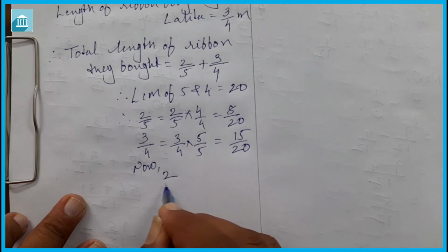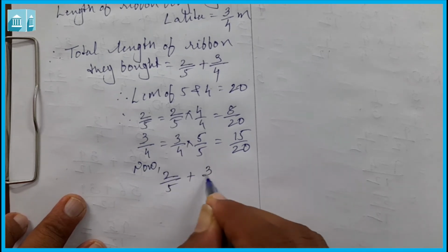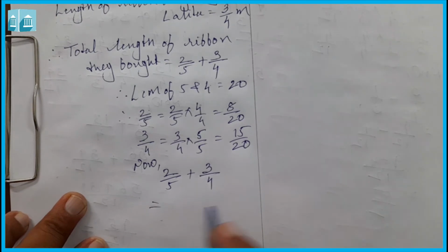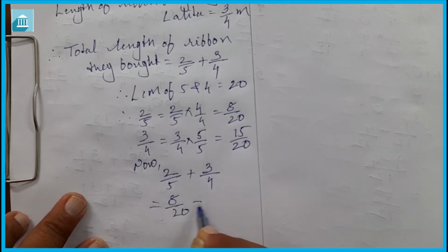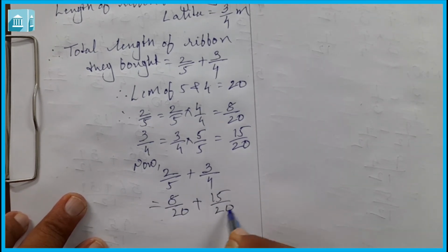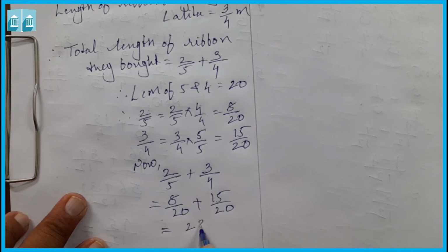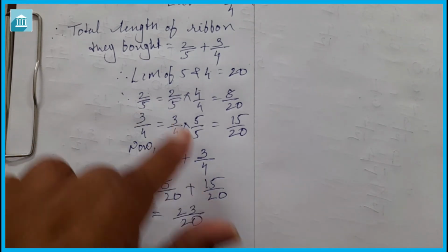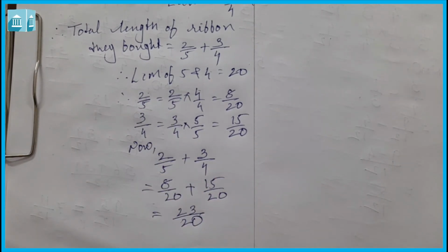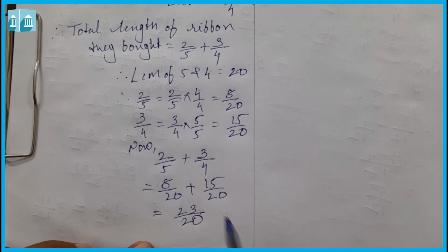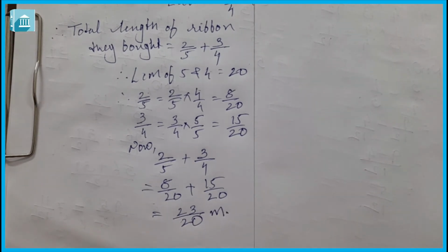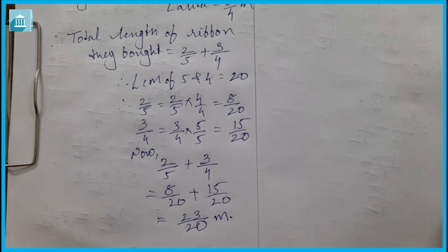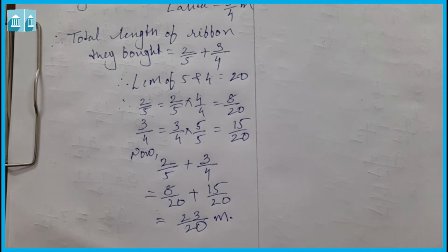we can say that 2 by 5 plus 3 by 4 is equal to 8 by 20 plus 15 by 20, which is equal to 23 by 20. Here also we had done the same thing as we did there. So the answer is 23 by 20 meter. So we can write here, they bought 23 by 20 meter of ribbon.